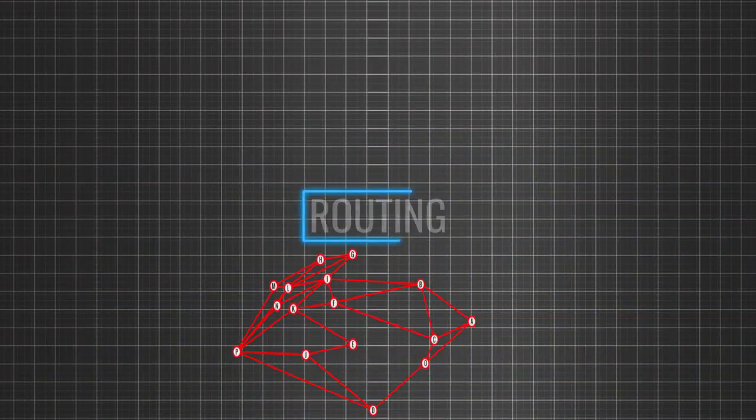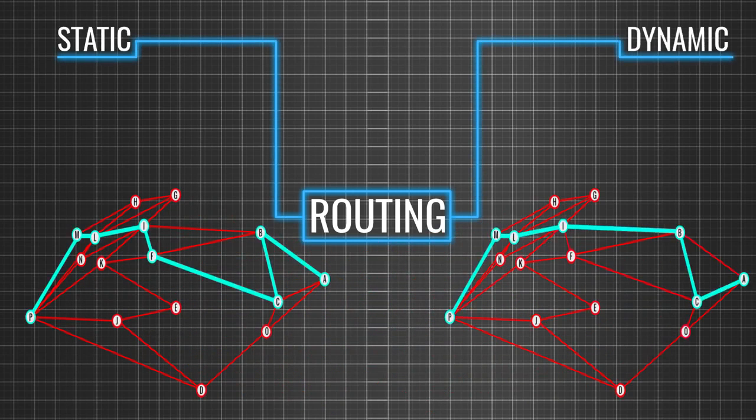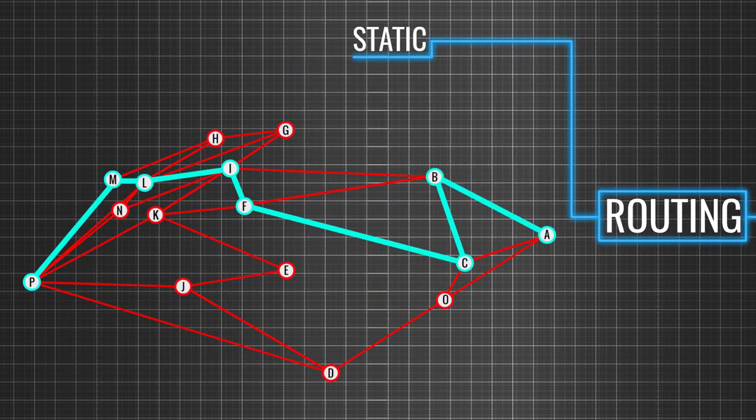Routing can be divided into two categories, static and dynamic. In static routing, all the routes are set in a router manually. Thus, if there is any change in the network, there will not be any change in the route, unless someone manually corrects it.